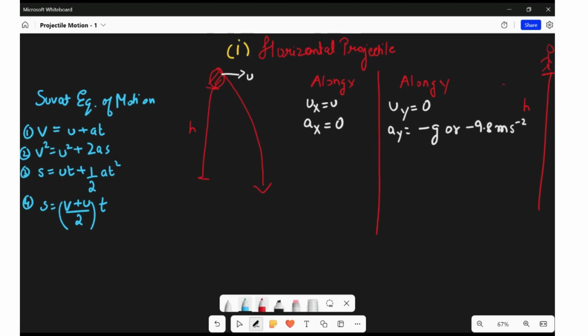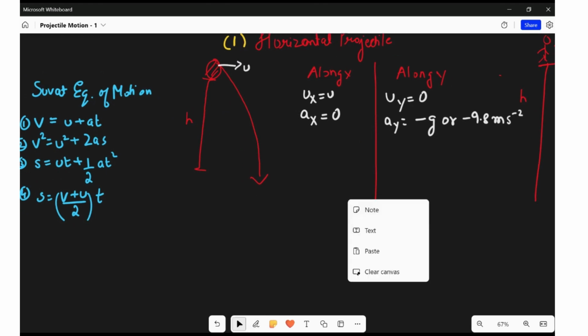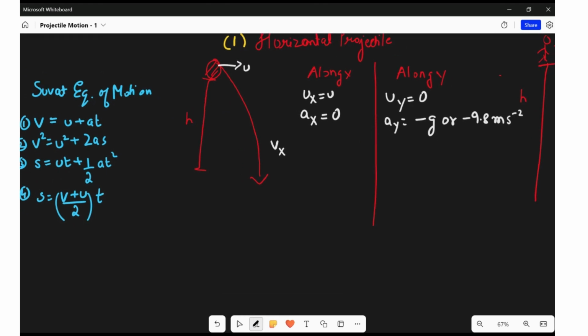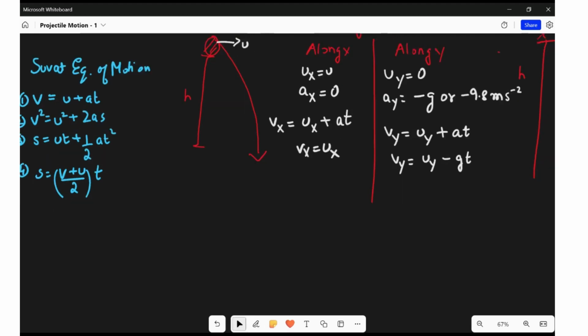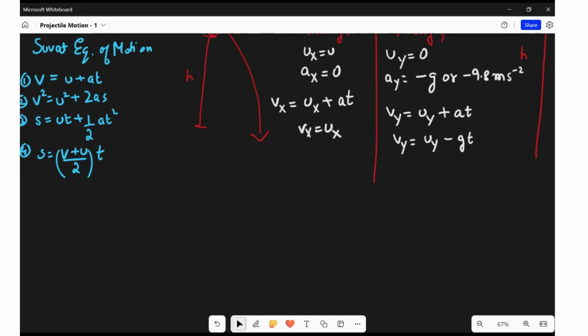Okay, so along the x-axis, we'll use the first equation. So v along x is equal to u along x plus at. Now acceleration is zero, so v along x is equal to u along x. Now v along y is equal to u along y plus at, and a is minus g. So vy is equal to u along y minus gt. Now u along y is 0, as we know that there is no initial velocity acting along the y direction. So vy just becomes minus gt.